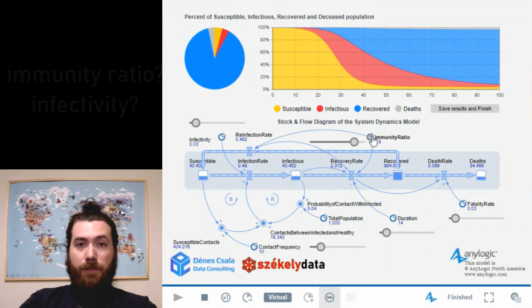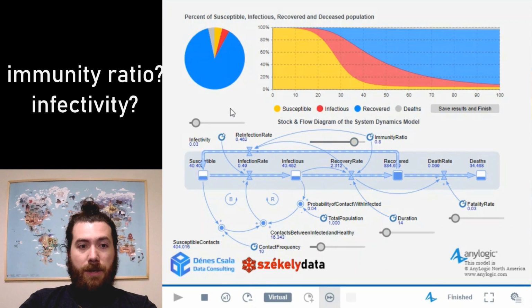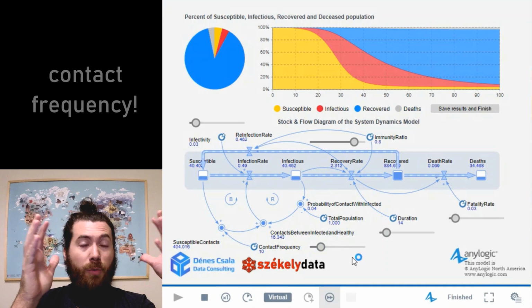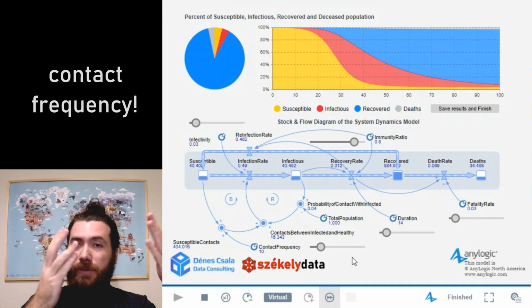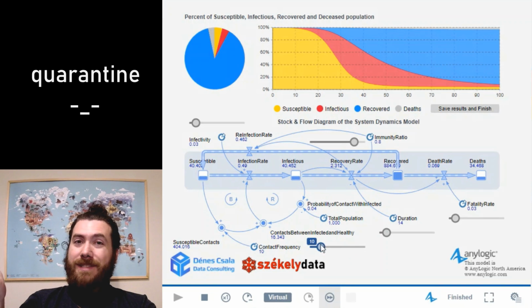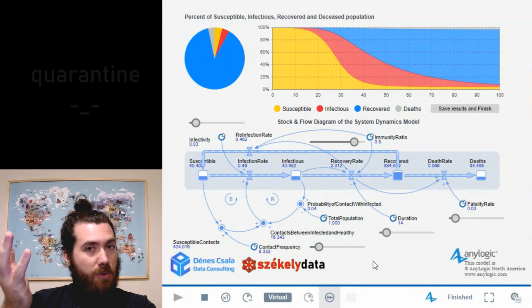Obviously, you don't really have any effect on the immunity ratio of the disease. And in the beginning, you also don't have any effect on the infectivity of the disease because you don't know how the infection is actually spreading. So the only parameter on which you can act as a society is the contact frequency. And that's why we are seeing quarantines all across the world, because that's the most effective way of actually containing the disease.